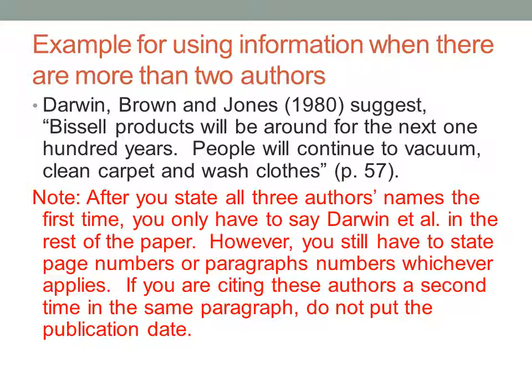After you state all 3 authors' names the first time, you do not have to state all 3 of their names again in the same paragraph or in the rest of the paper. You just start saying Darwin, which is the first author's name, and then you say et al. And this lets me know that you're referring to these 3 gentlemen. Darwin et al. But you still have to state the page number or paragraph number where you got your information from. You do not have to include the publication date if you cite them a second time in the same paragraph. But you will always need to put a page number or a paragraph number for where you got your information from.